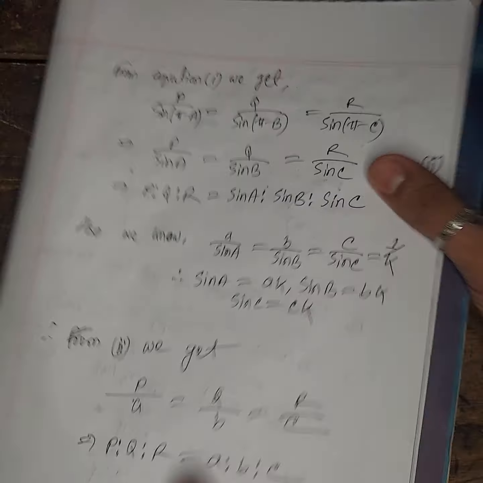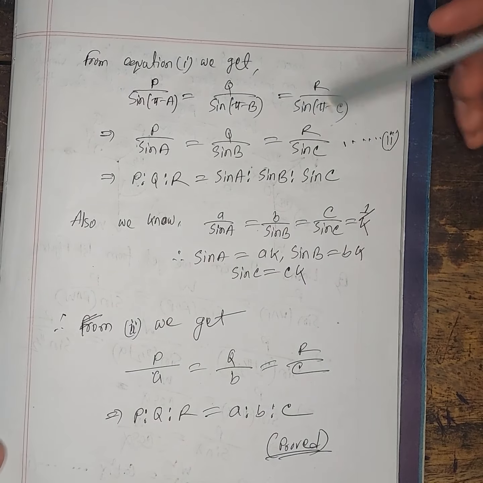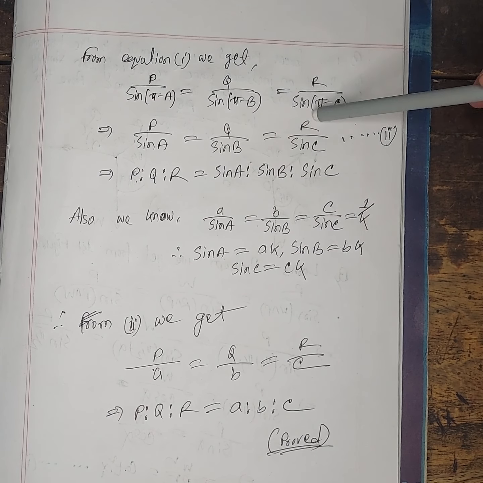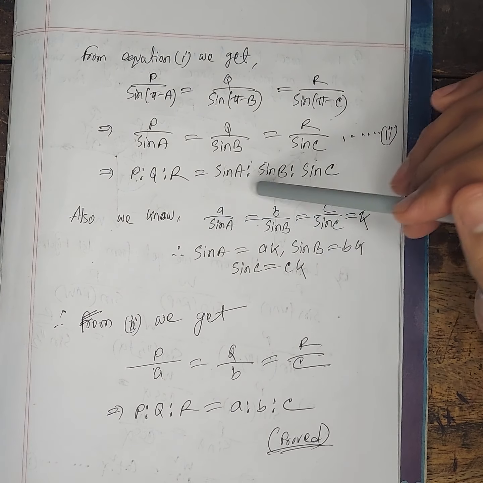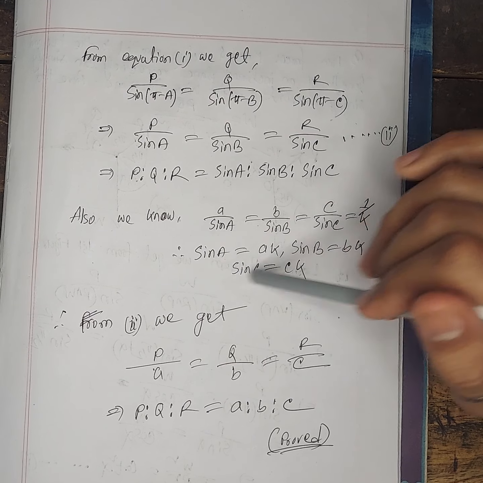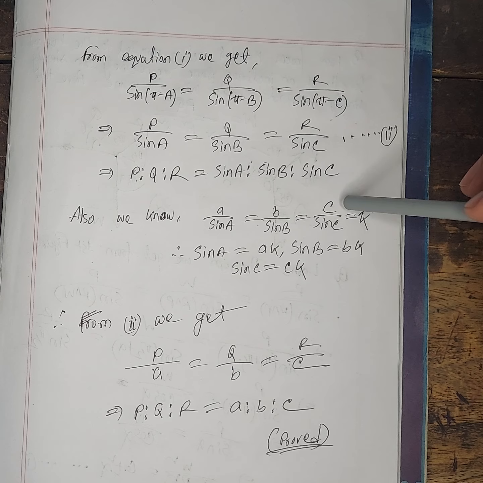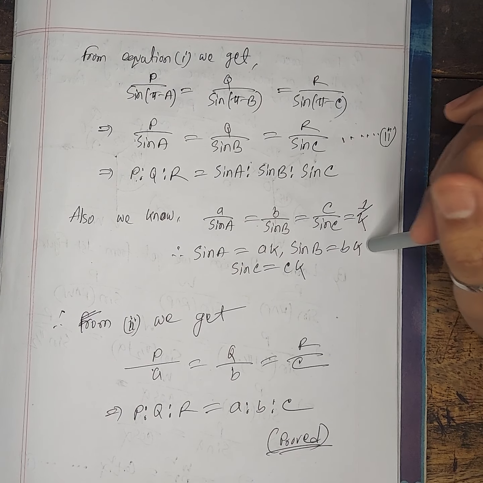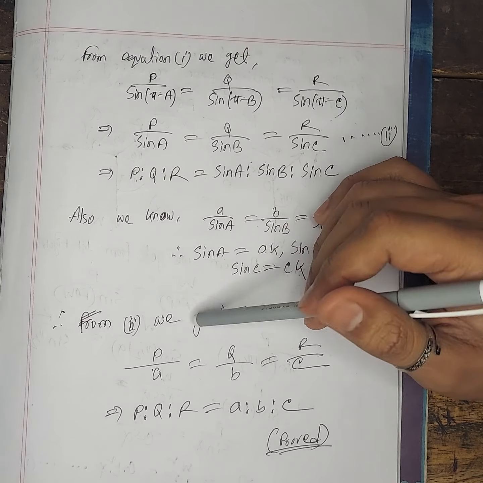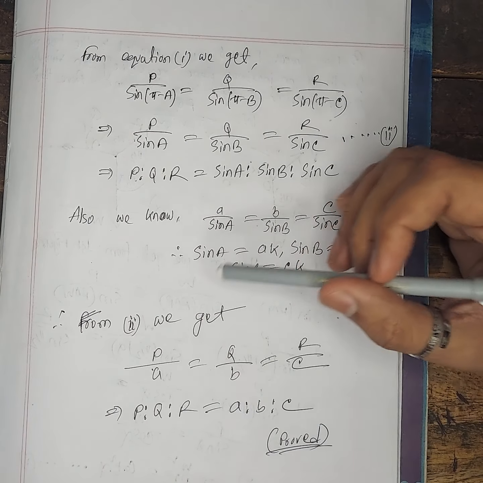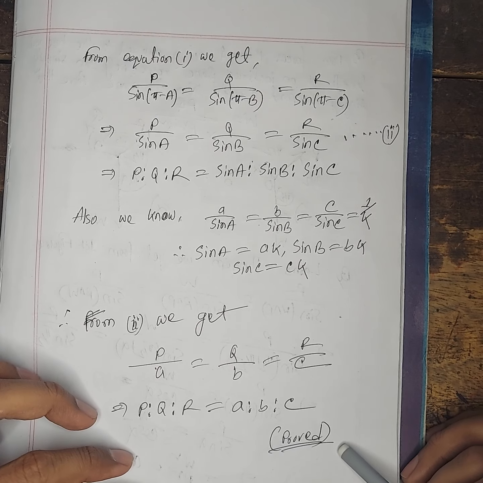So from equation 1 we get P by sin A, Q by sin B, R by sin C. So P is to Q is to R is equal to sin A is to sin B is to sin C. And by applying the formula a by sin A, b by sin B, c by sin C is equal to 1 by k, we get sin A is equal to ak, sin B is equal to bk, sin C is equal to ck. Then we get P by a, Q by b, R by c. That means P is to Q is to R is equal to a is to b is to c.